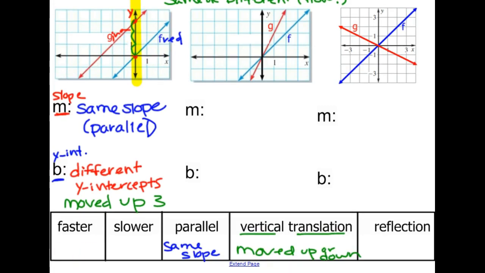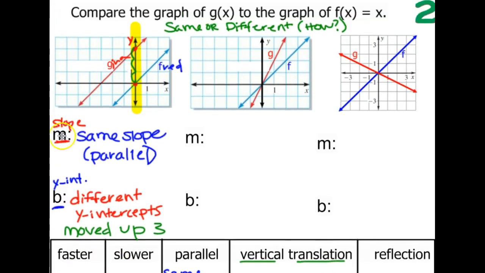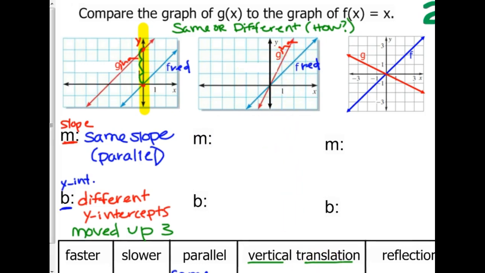Alright, so that was our first problem, comparing M and B. Now we're going to do the same thing with these two lines. We're going to compare Fred to Gina. So here's Fred, and here's Gina. So first, our slopes. Do these slopes look exactly the same or parallel? To me, they don't. And if you're not sure, I like to use the analogy of sledding.